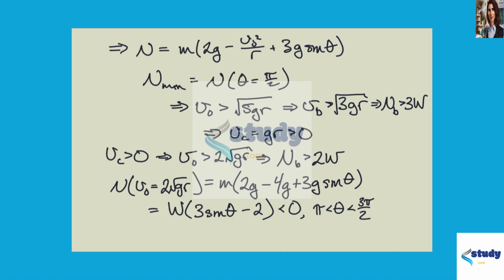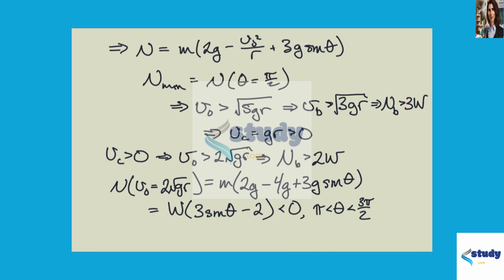We can then solve, if we know this, then we can figure out what the velocity at point B is, and so that is at least square root of 3gr. And then the normal force at point B is when theta equals pi. And so we can put pi in here, and we can then know v naught, and we get that the normal force turns out to be 3 times the weight.